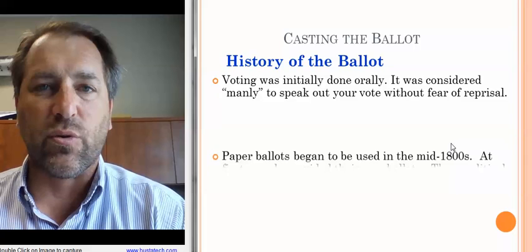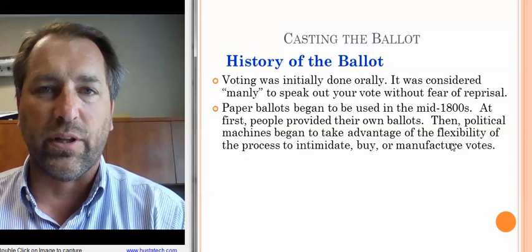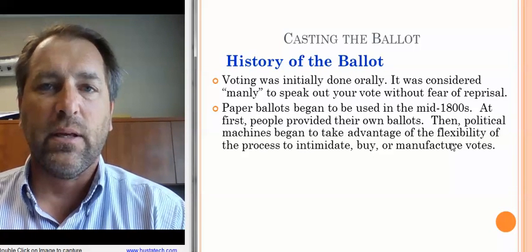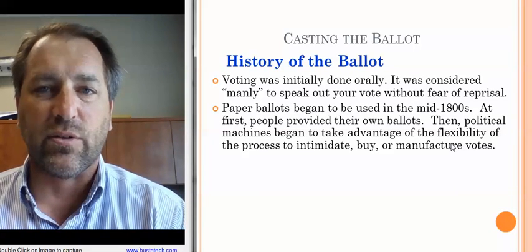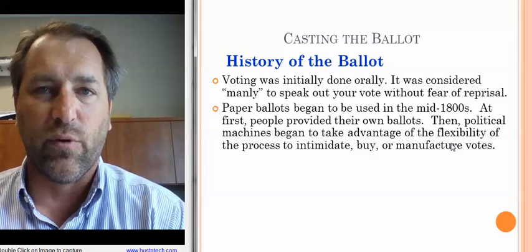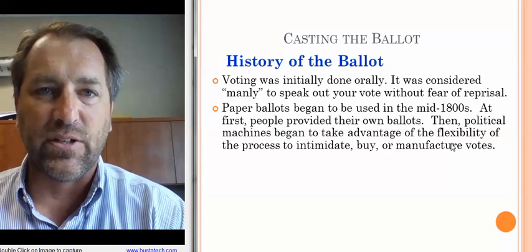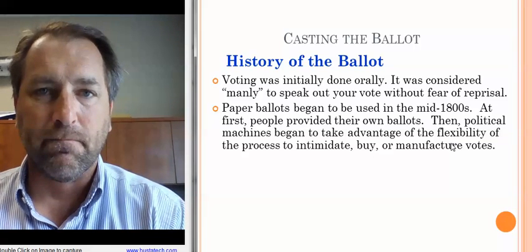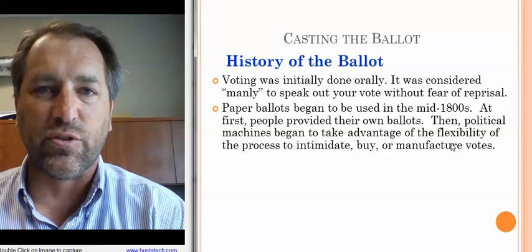Historically, you used to vote orally until that became a means of intimidation. So then came what you call a secret ballot or paper ballot, which was to try to remove voter intimidation, sometimes called the Australian ballot.